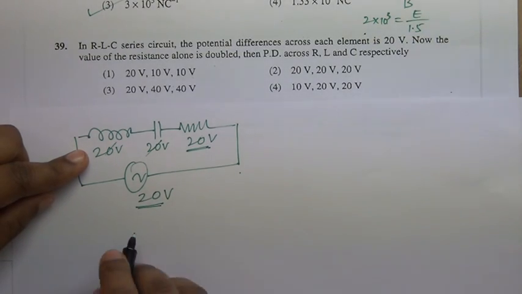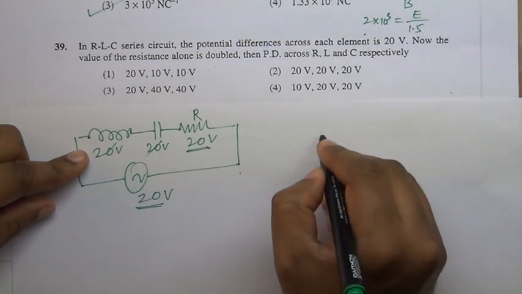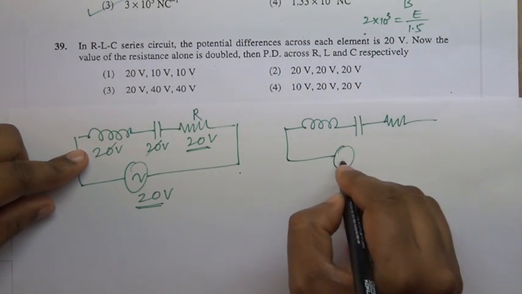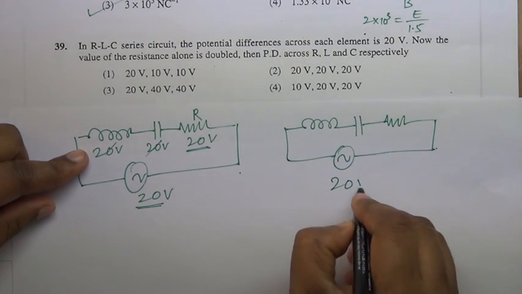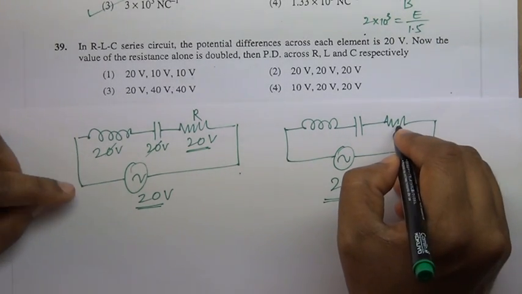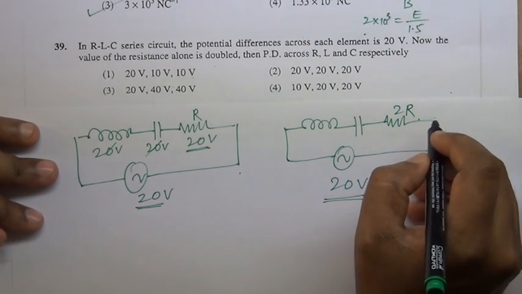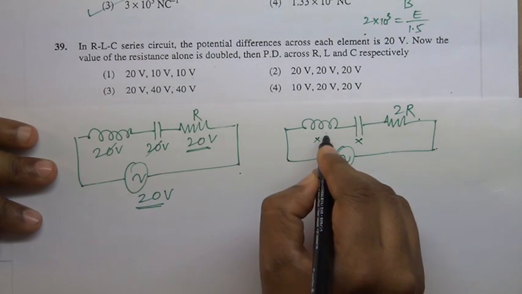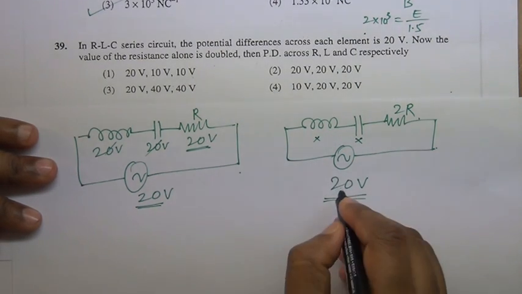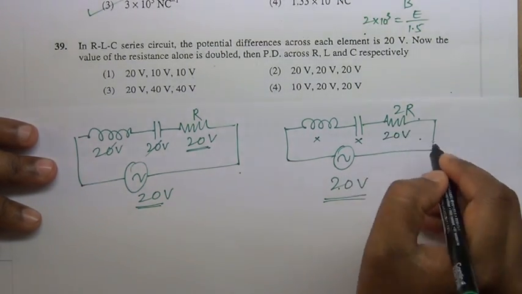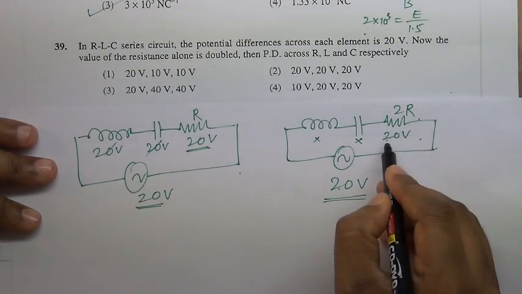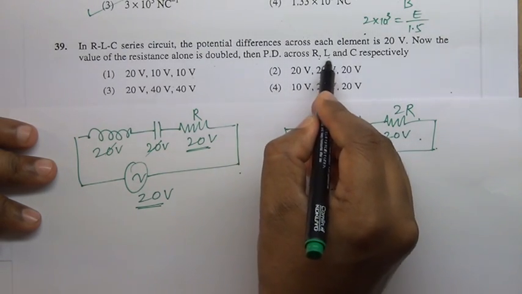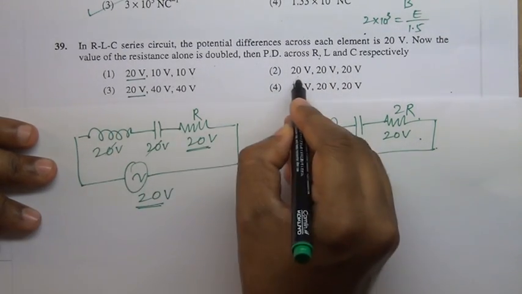Okay, fine. Now resistance alone is doubled. Again, inductor, capacitor, resistor. This is the source. Applied voltage is constant. If only resistance is doubled, if it is 2R, again the potential difference across the capacitor is cancelled by the potential difference across the inductor. This is equal to this, therefore 20 volt. So the potential difference across the resistor is 20 volt. So potential difference across R, L and C, 20, 20, 20.